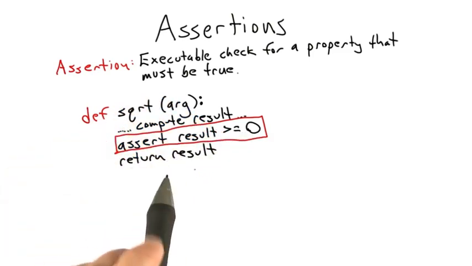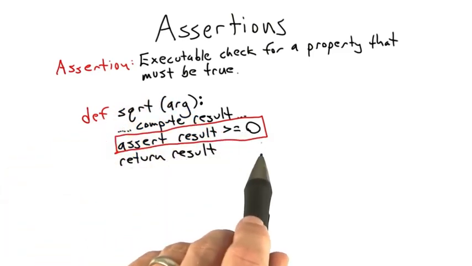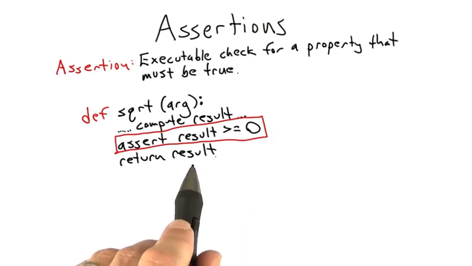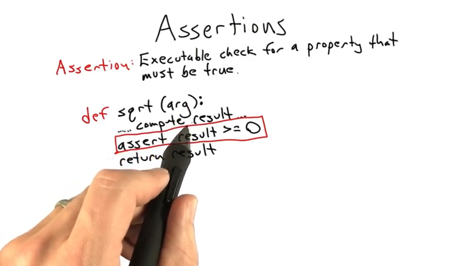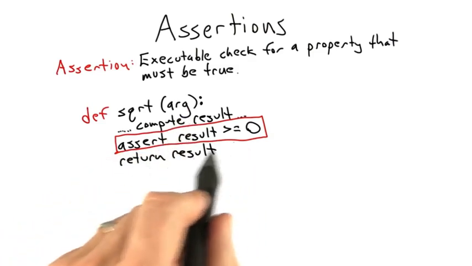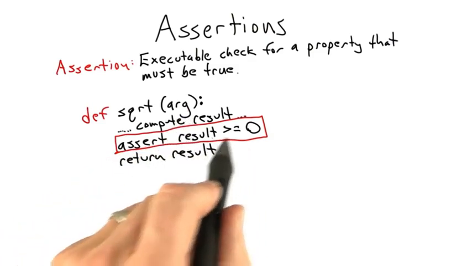And what we're going to do is assert that that result is greater than or equal to 0, and then return it. Why did we assert that the square root result is greater than or equal to 0? Because we know that by definition, our square root function is returning the positive square root of its argument. And so at this point in the code, we know that we must have computed a positive number, so it's good to go ahead and assert that.